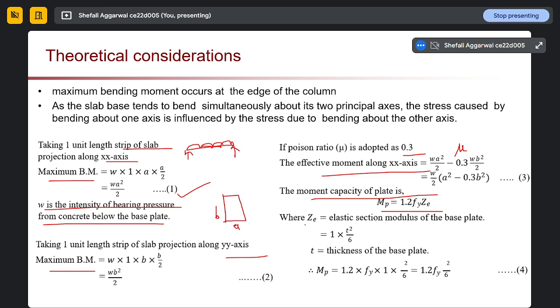Same thing we are using here, where Z is the section modulus, given by T square by 6. Since this is a plate, the base plate is like a rectangular section. So ZD can be I by 2, that is T square by... I by 2 means BD cube by 12 we have now. And ZD will be given by this divided by D by 2. So it will give T square by 6. T is the thickness of the base plate. So using this formula here, we are getting MP is equal to 1.2 Fy into T square by 6.